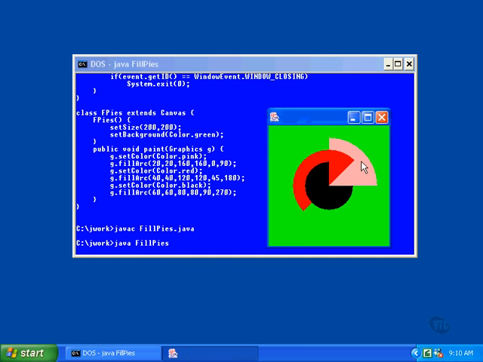The first pie, the pink one, starts at 0 degrees and continues for 90 degrees. That's from here to here. The second pie, the red one, begins at 45 degrees and continues for 180 degrees. That brings it from here to here. The smallest arc is the black one. It begins at 90 degrees and continues for a full 270 degrees, bringing us back to the starting point at 360.